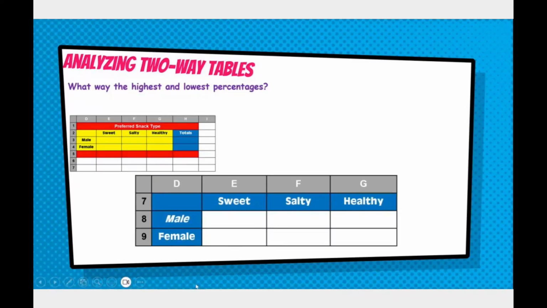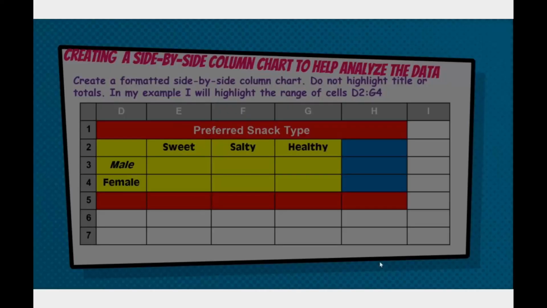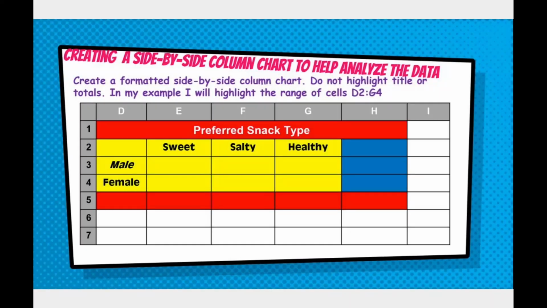Well, overall, we can see that both males and females selected healthy less, right? And the girls had a bigger difference between sweet and salty. The guys were kind of neck and neck. I'm just making some observations based on your collected data. Now we're going to create a formatted side-by-side chart.